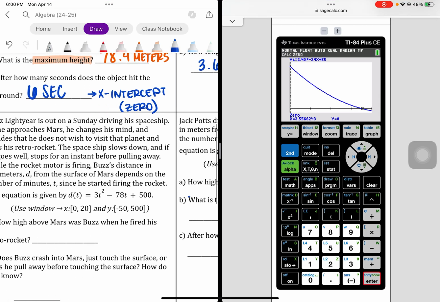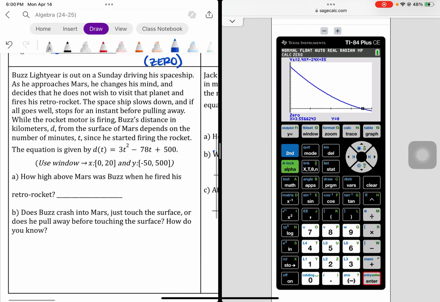All right, jumping over, we're talking about Buzz Lightyear going out on a Saturday driving his spaceship. As he approaches Mars, he changes his mind and decides that he does not wish to visit that planet and fires his retro rocket. The spaceship slows down, and if all goes well, it stops for an instant before pulling away. While the rocket motor is firing, Buzz's distance in kilometers d from the surface of Mars depends on the number of minutes since he started firing his rocket.